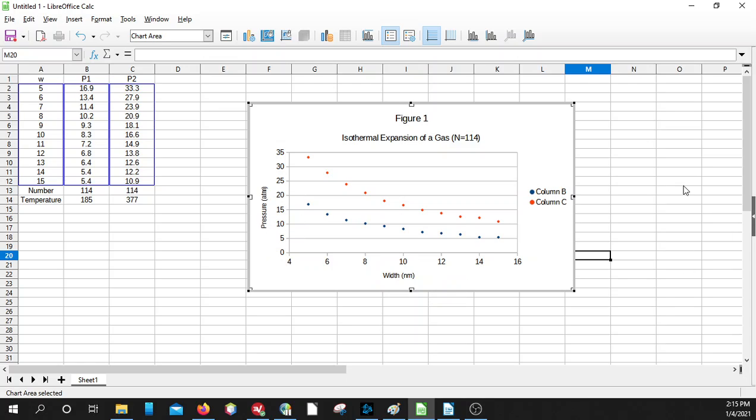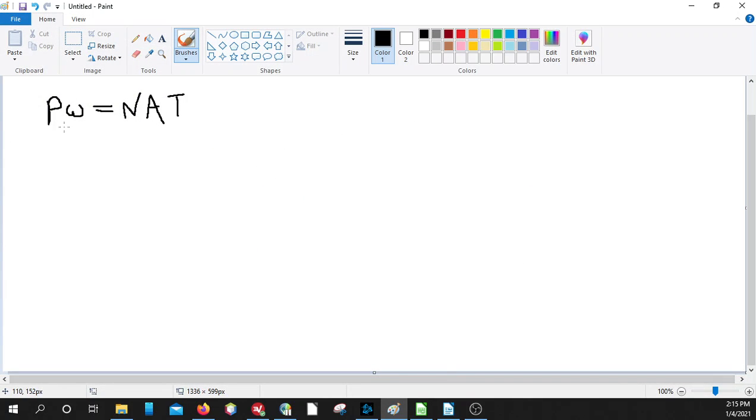So you just want to give a name to your graph and definitely label the axes and include units. Now, another thing I'd like to do, let me come back to the screen for a moment. So here's our equation, and our variables are pressure and width. So basically, there's our variables. And N is constant, that's 114, that's just a number.